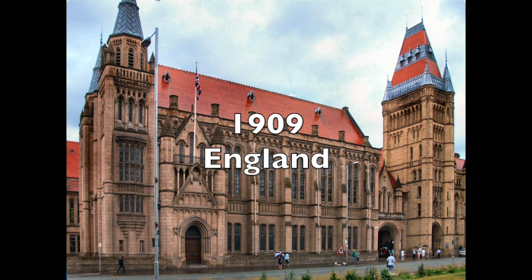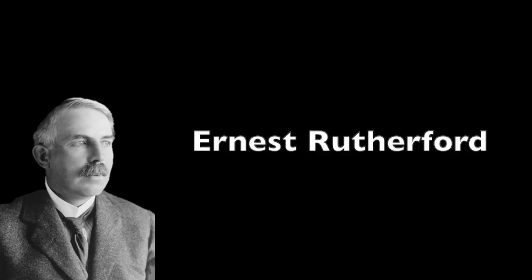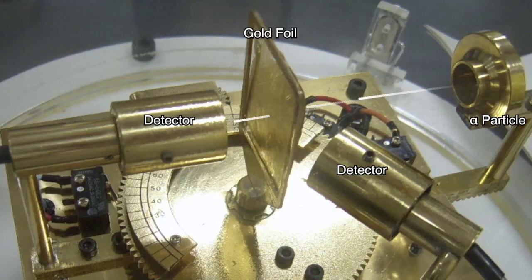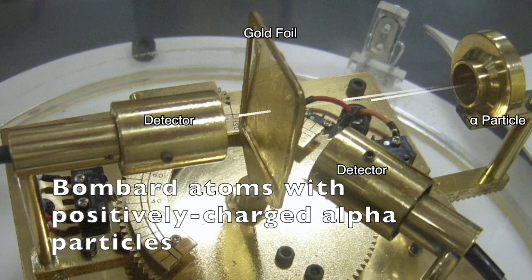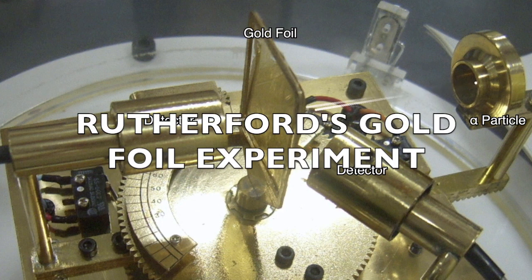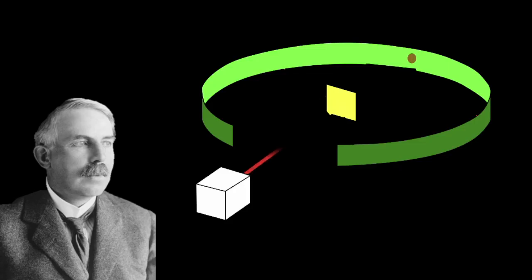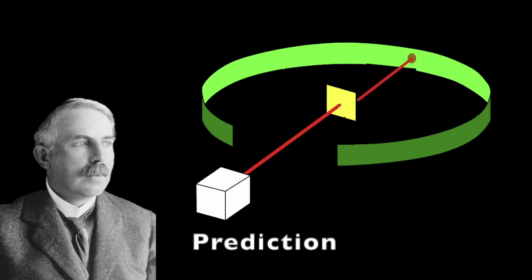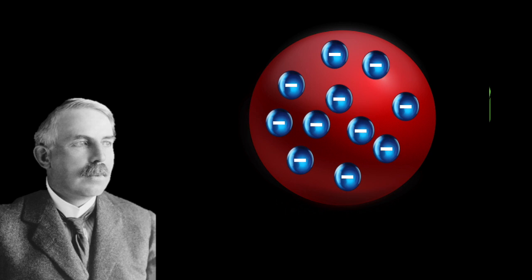to 1909. Ernest Rutherford is a physicist from New Zealand and a former student of Thomson. He thinks it could be cool to bombard atoms with positively charged alpha particles, and he conducts what will soon become known as Rutherford's gold foil experiment. Rutherford aims a thin beam of these positively charged alpha particles at a very thin sheet of pure gold. He predicts that the particles will pass straight through the foil, since, according to the plum pudding model, the positive charge should be spread out all over the atom.